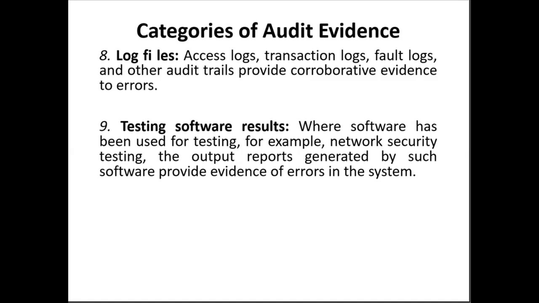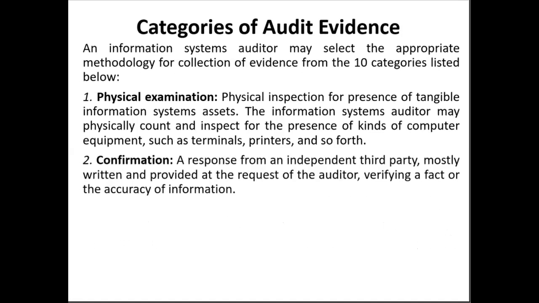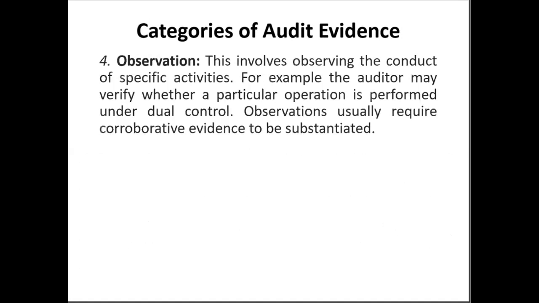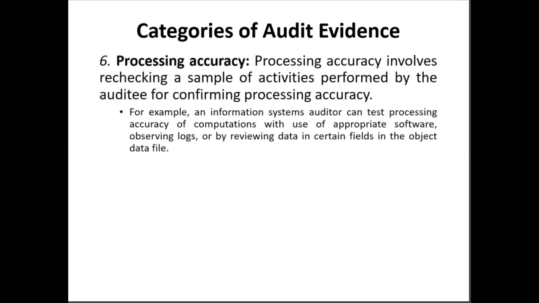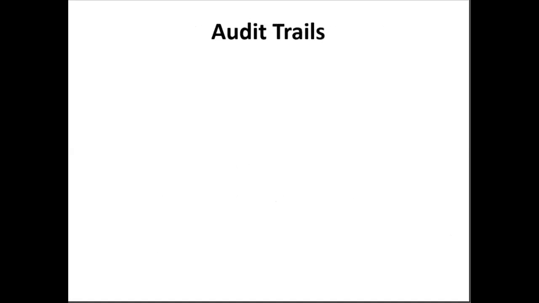And the 10, let me go back again. The 10 categories of audit evidence are physical examination, confirmation, documentation, observation, inquiry, processing accuracy, screenshots, log files, then testing software results, and the last one is analytical procedures.